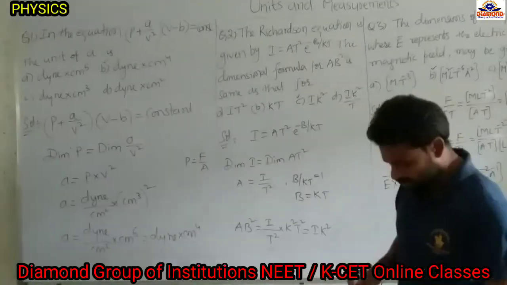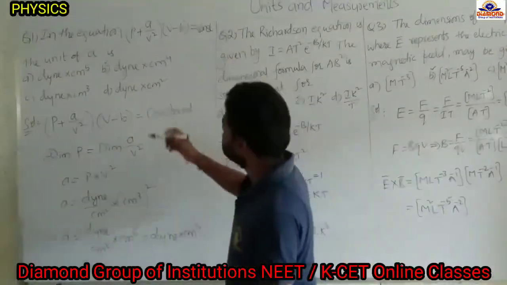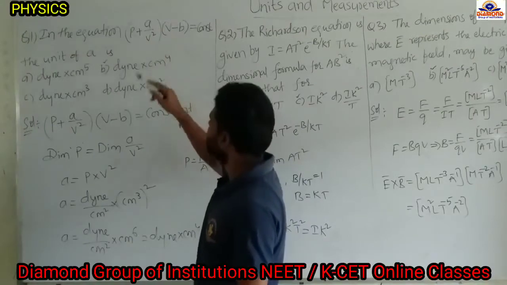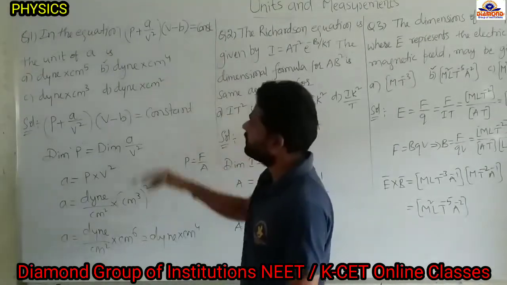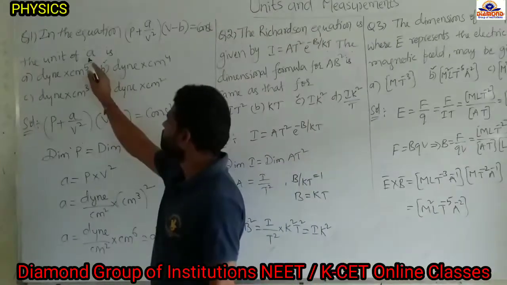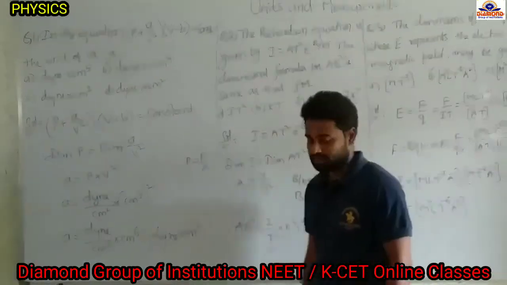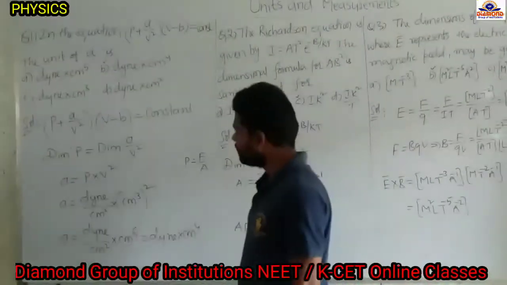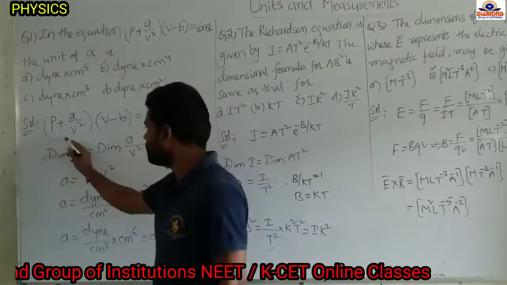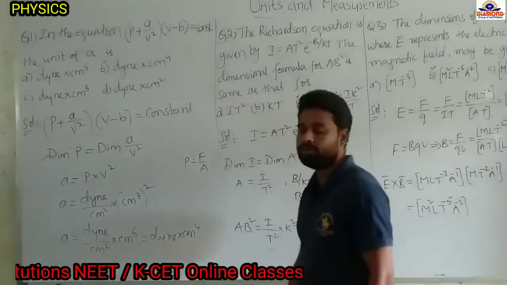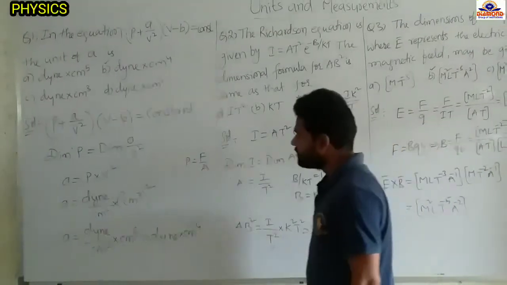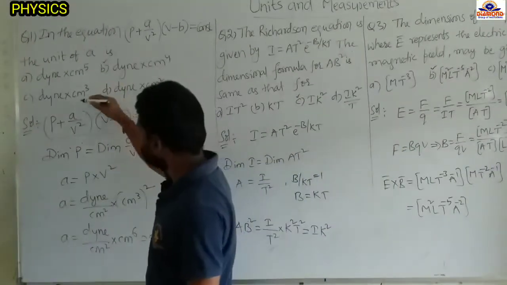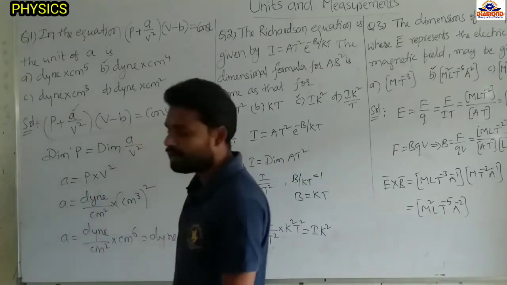Okay, now first question. In the equation (p + a/v²)(v − b) = constant, they are asking the unit of a. Once again I am writing the equation, (p + a/v²)(v − b) = constant. This is the given equation. What is the unit of a, they are asking.